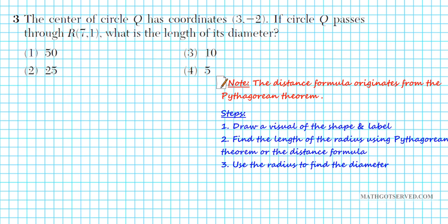All right, let's take a look at problem number 3. It reads, the center of circle Q has coordinates (3, -2). If circle Q passes through point R (7, 1), what is the length of its diameter?